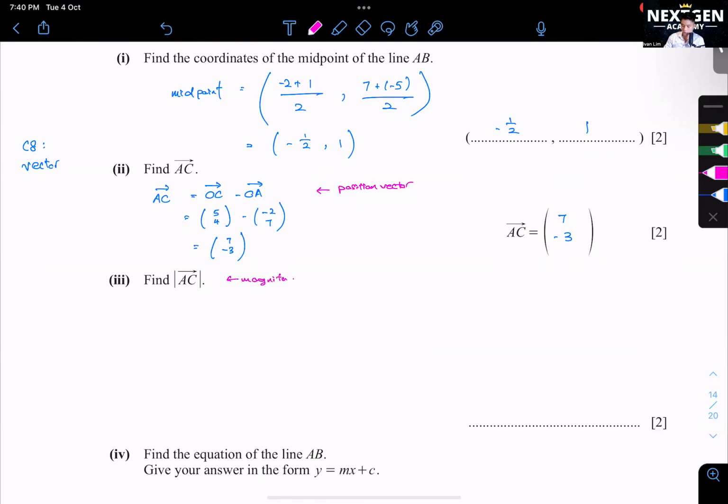Okay, this one with the two lines, this is called your magnitude. Magnitude is a fixed formula. It's just square root x squared plus y squared. Okay, so this will be square root 7 squared plus -3 squared. You'll get square root 58 equals to 7.62.